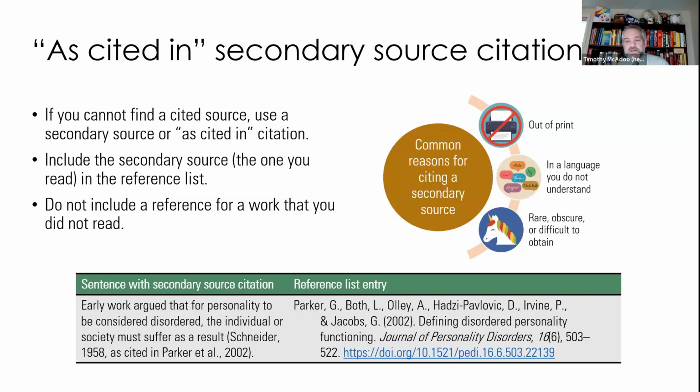It might be that the original work is out of print, or it's in another language and you can't really verify it, you can't read it for yourself, or it's rare, obscure, or difficult to obtain, meaning maybe it's in a museum or in an archival library that you'd have to go to and you aren't able to. So in that case, your citation can indicate that you're relying on that same bit of information, but you're trusting the source that you actually read to have presented it correctly.